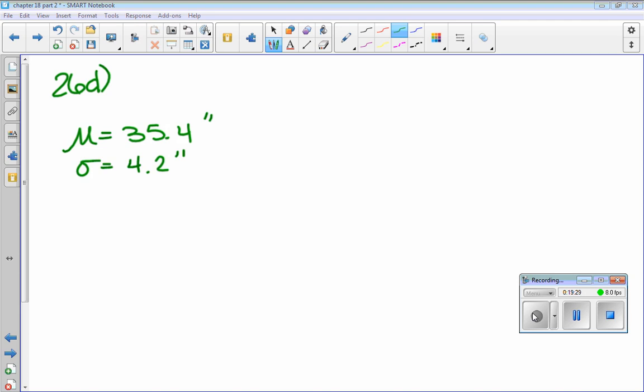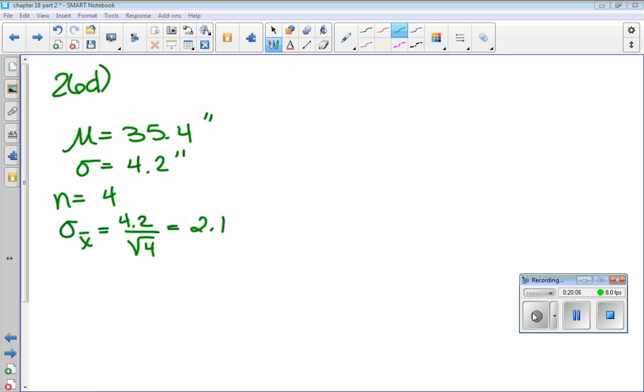Okay. So in part D, it says, what's the probability that those 4 years, okay? So we have 4 years, which means n equals 4 would be our sample size, right? Because this is per year. So that means we have to find a new standard deviation, 4.2 divided by the square root of 4. And what do we get with that? Someone tell me. 2.1. Yep, 2.1. Okay.